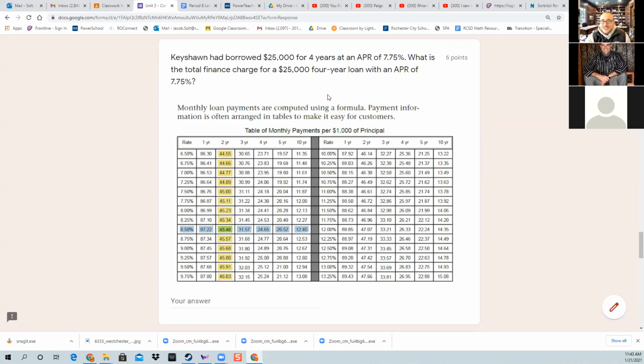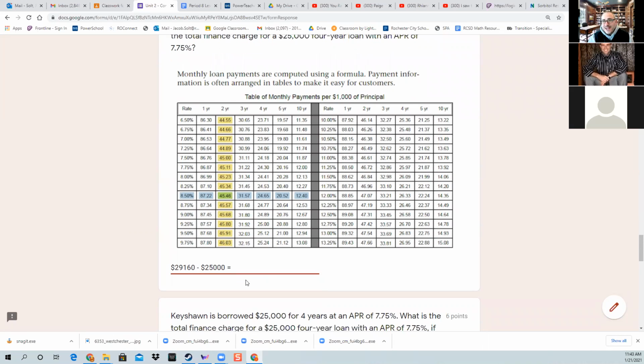So the finance charge is going to be the difference between these two figures, $29,160 minus the $25,000 borrowed. That's the finance charge. Woof. Right? How much he paid over what the principal borrowed is.